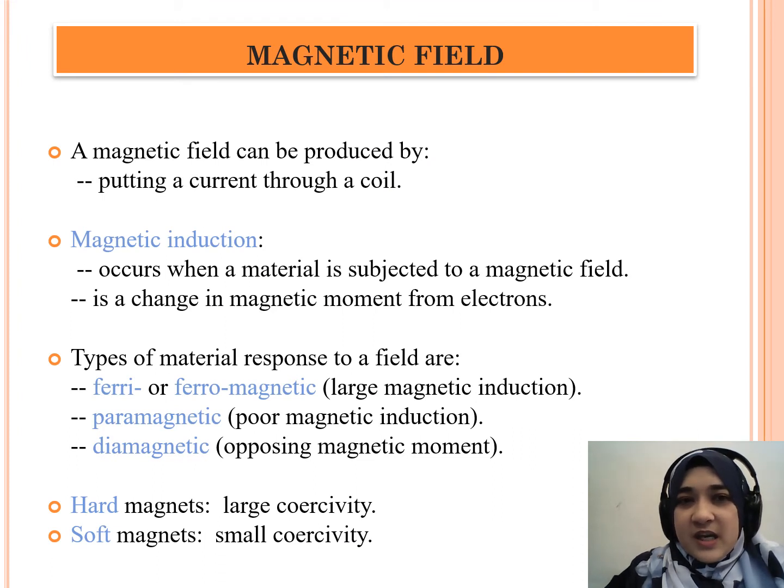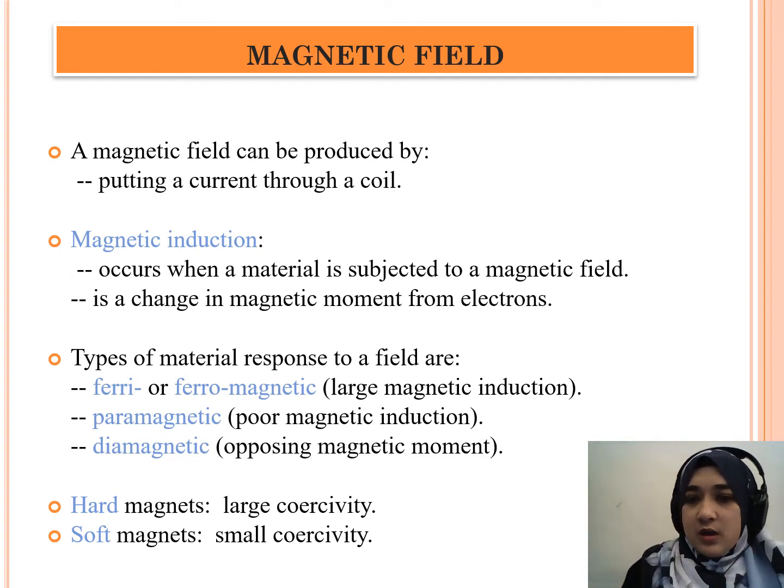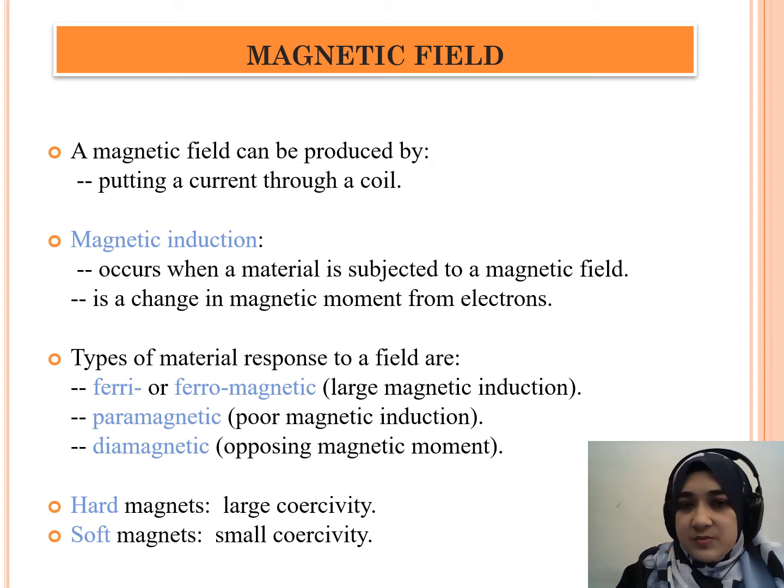Okay, magnetic field. Magnetic field we already covered in chapter 2, right? We can produce it by putting a current through a coil. So on a coil, we input a current, so a magnetic field can be produced. Magnetic induction occurs when a material is subjected to a magnetic field, and it's a change in magnetic moment from the electron. So we have a few types of material response.